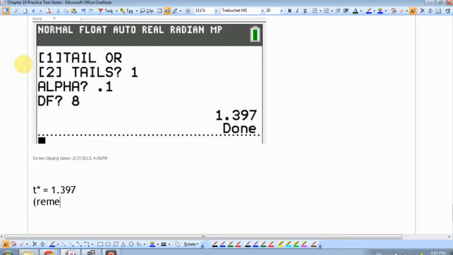Degree of freedom equals n minus 1, right? Mhm.